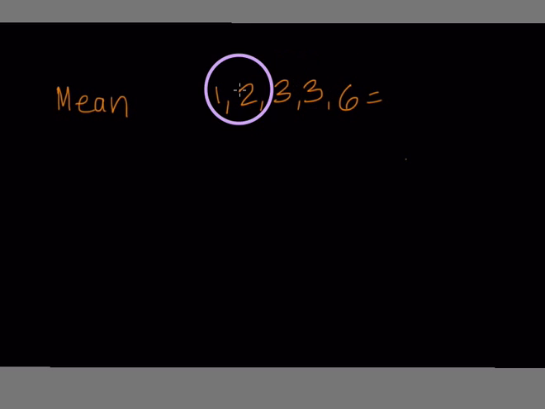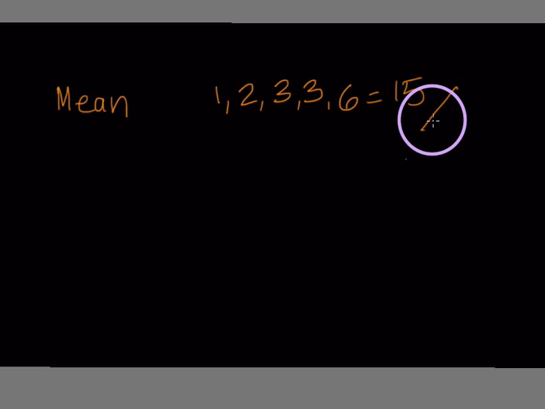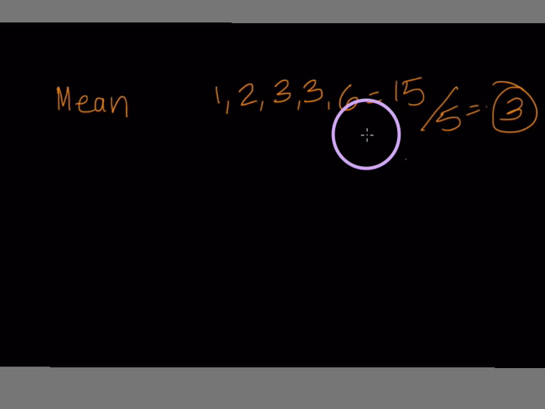In order to get the mean average of this data set, and by the way, let's imagine that each one of these numbers represents a test score from a child on a given test. So we're going to add these up and divide by the number of scores, right? So adding these up together, we get 15, and then we're going to divide by the number of scores, which is 5, and we'll get 3, and that's our mean average right there.